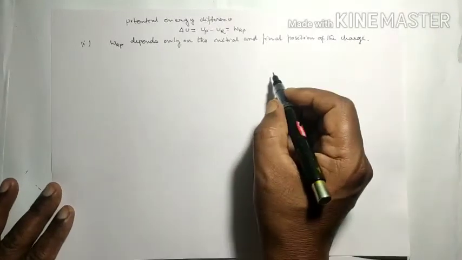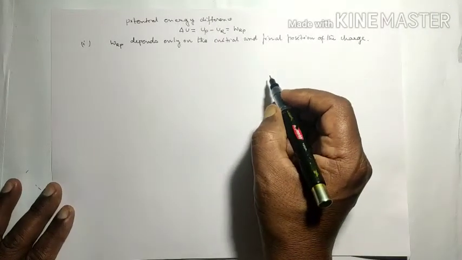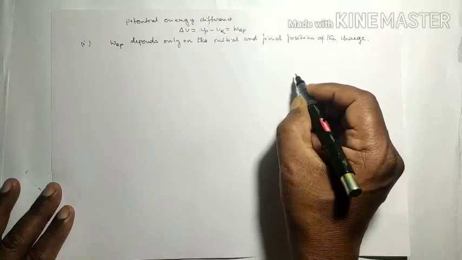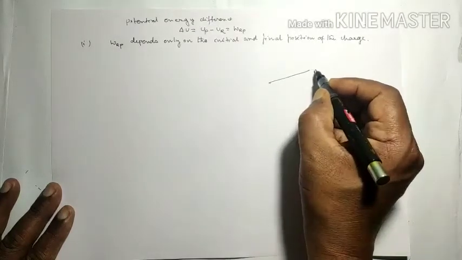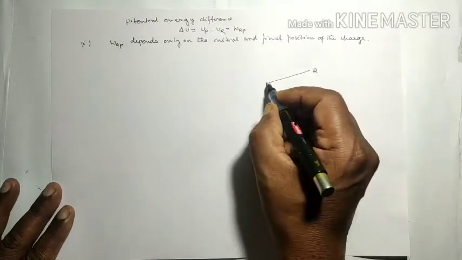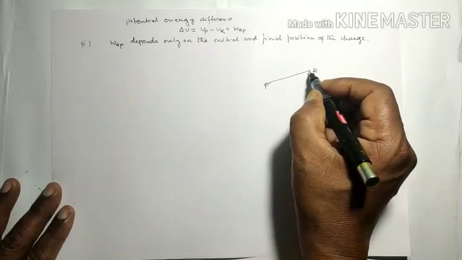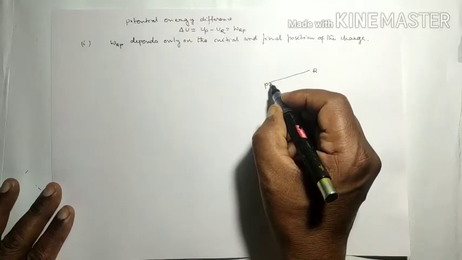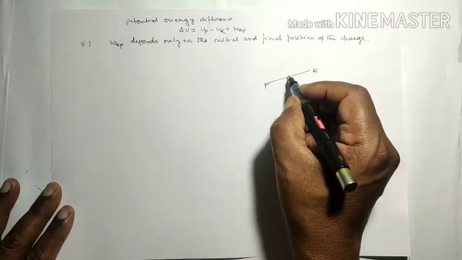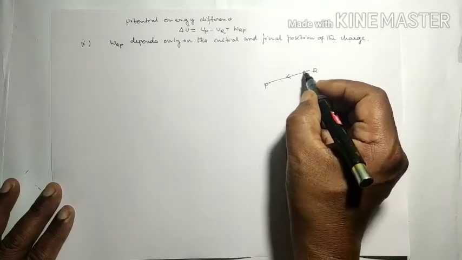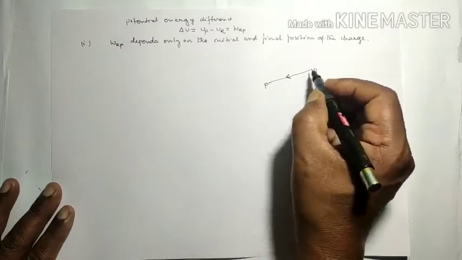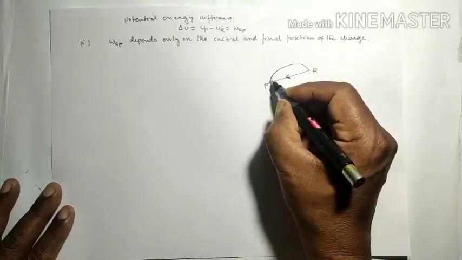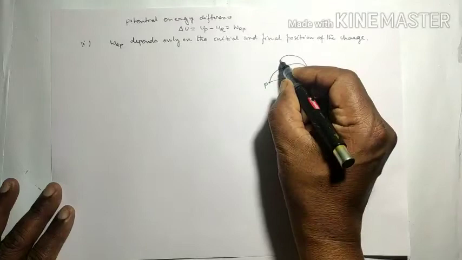It means that work done by the electrostatic field moving from one point R to another point P depends only on the initial point R and final point P, but is independent of the path taken to go from one point to another. So this is the straight path. We take another path like this, any arbitrary path.